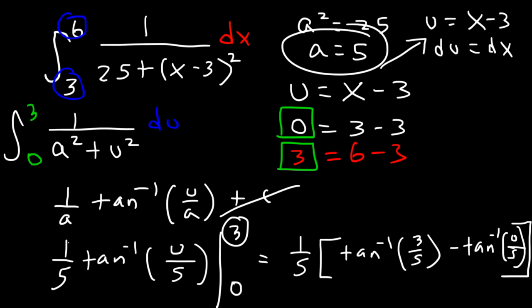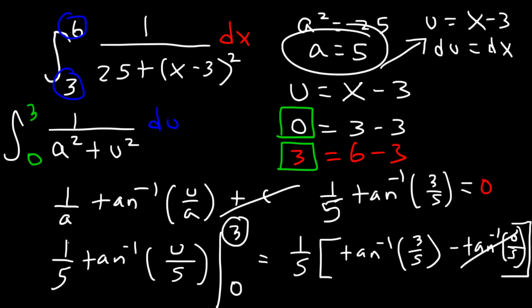Now, arctan of 0 is 0. So this simply disappears. So it's 1 over 5 arctan 3 over 5. And you could type it in your calculator. Make sure it's in radian mode. And this is equal to 0.108, which is the answer. So that's it.